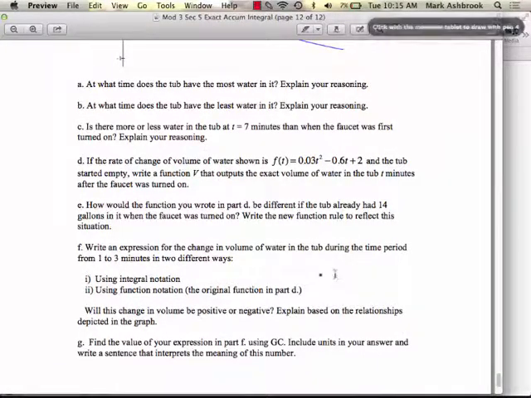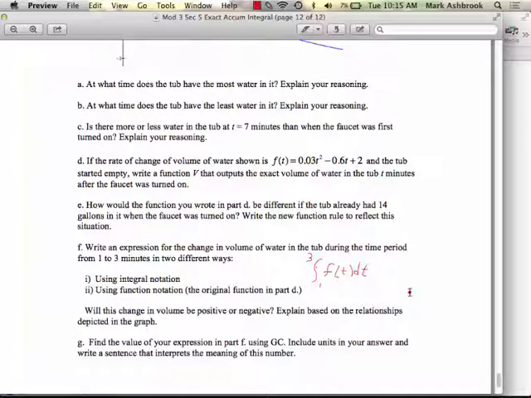Change in volume of the water. Integral notation. From what to what? 1 to 3 of? Let's just use f of t, f of t dt. Or f of x dx. Or f of a da. Whatever you want, okay?